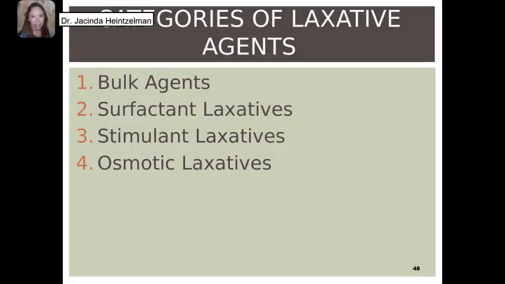The different categories of laxative agents would be bulk agents, surfactant laxatives, stimulant laxatives, and osmotic laxatives.